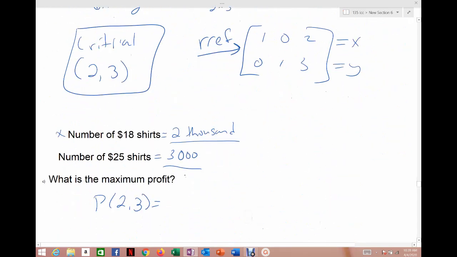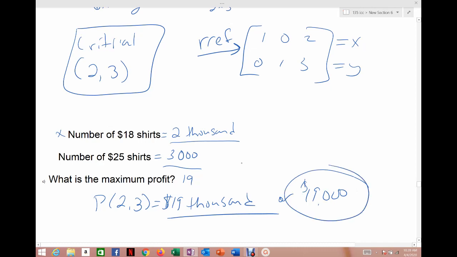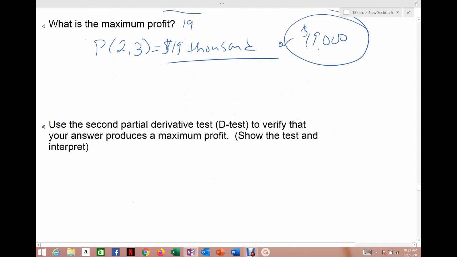I get 19, and remember it's 19,000, or again, you can write the decimal, $19,000 in profit. Right, that's the maximum profit. My guess right now, and then the last step is to verify.